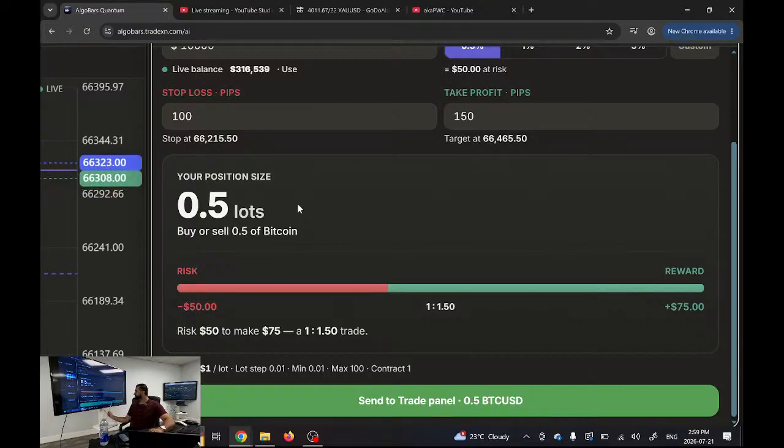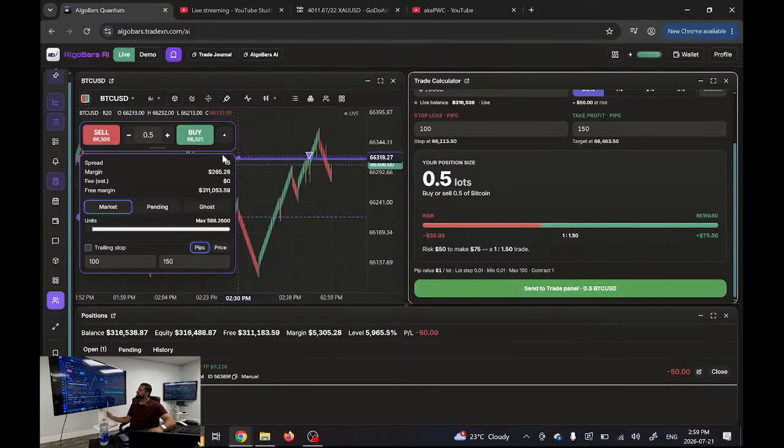You can click send to trade panel right there. And what it will do is it will pre-fill. Look, it pre-filled whatever I set here on the trade calculator to my trade panel. And now I can just click buy or sell and it's preset. So the lot size is preset, my stop loss and take profit according to the trade calculator, preset.